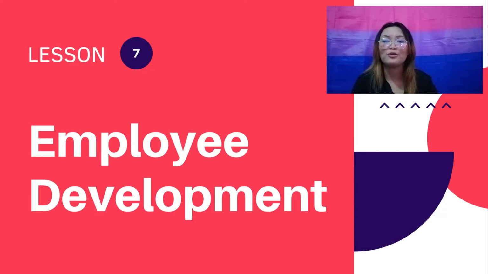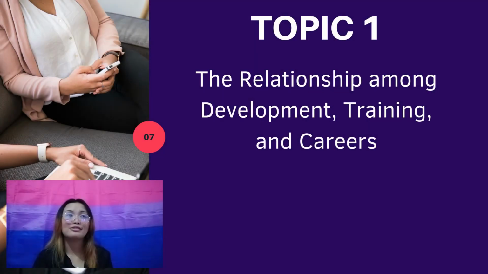Again, at this point, we have now discussed all the topics under Lesson 6. So let's now discuss Lesson 7, which is all about employee development. The first topic under Lesson 7 is the relationship among development, training, and careers.